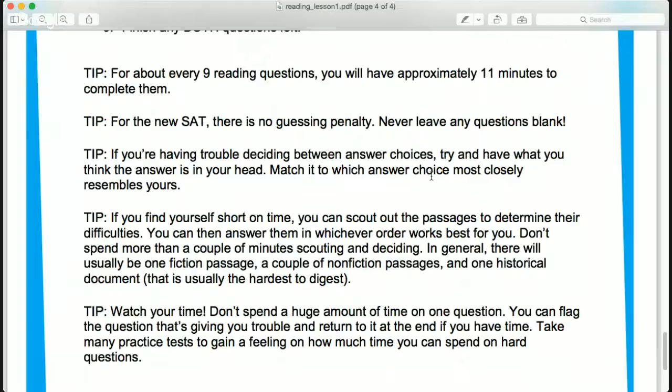Watch your time. Don't spend a huge amount of time on one question. You can flag the question that's giving you trouble and return to it at the end if you have time. Take many practice tests to gain a feeling on how much time you can spend on hard questions. Every question is worth an equal amount of points.